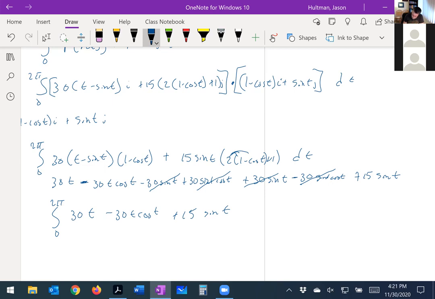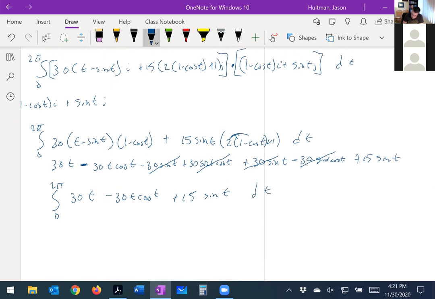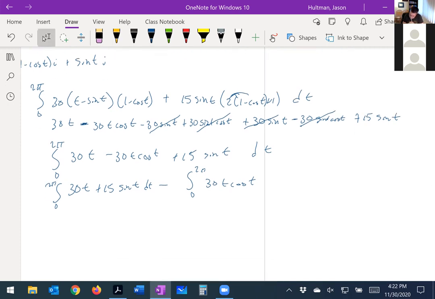And then dt. So I'm going to rearrange this. I'm going to do the integral of 30t plus 15 sine t, minus the integral from 0 to 2 pi of dt, and then this is going to be minus 30t cosine t. Why? Because the ones in the front here are the easy integrals, right? Those are the easy ones. And the one over here, this is integration by parts.